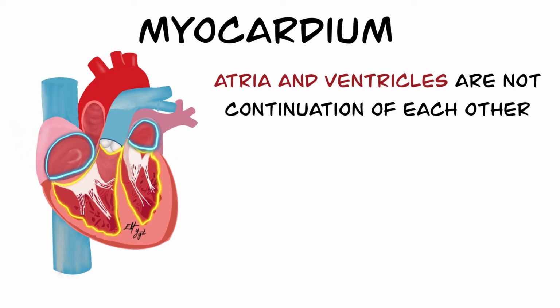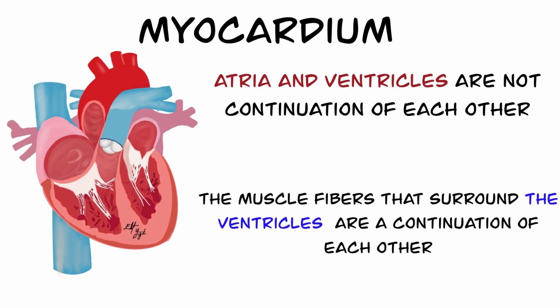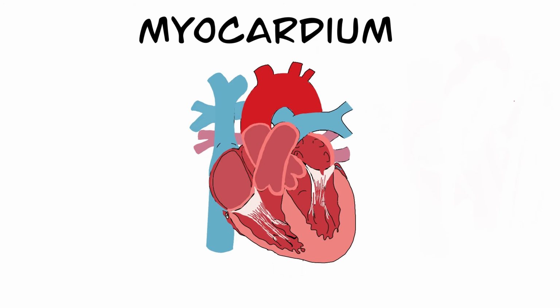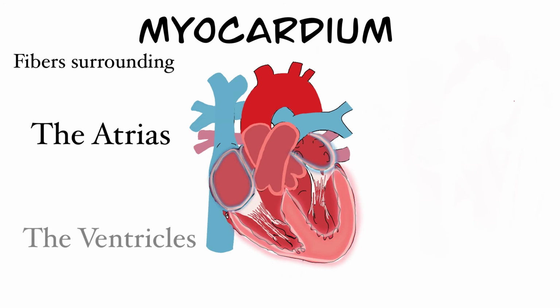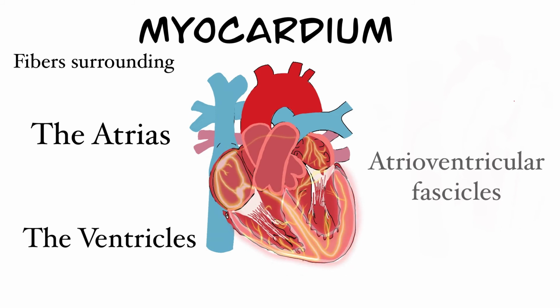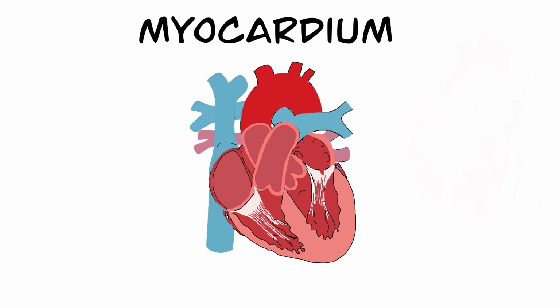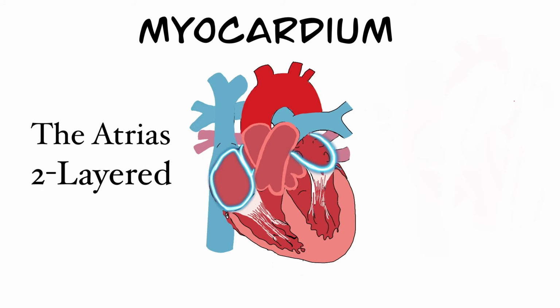The muscle fibers surrounding the right and left atria are not a continuation of each other. However, the muscle fibers that surround the ventricles are a continuation of each other. Therefore, cardiac muscle fibers are examined in three groups: fibers surrounding the atria, fibers surrounding the ventricles, and atrioventricular fascicles, which is the bundle of His. The muscle layer surrounding the ventricles is thicker than the muscle layer surrounding the atria. While the layer surrounding the atria is 2-layered, the layer surrounding the ventricles is 3-layered.